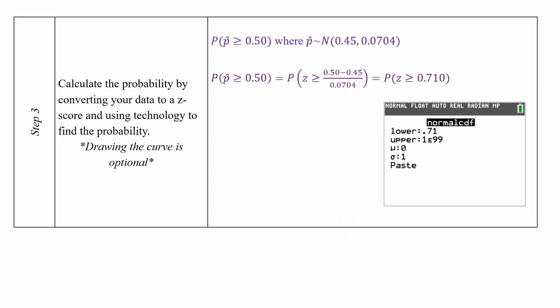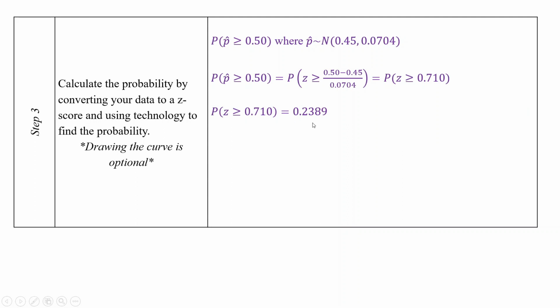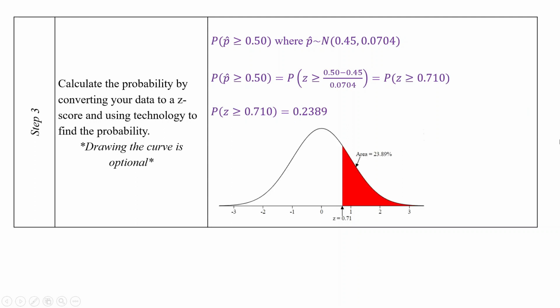So on my calculator, you don't write down your calculator speak, but I wanted to show you exactly what it is. Okay, our lower boundary is 0.71, our upper boundary is positive infinity, 0 is the mean, 1 is the standard deviation because it's a standard normal distribution. And we get this as our probability.